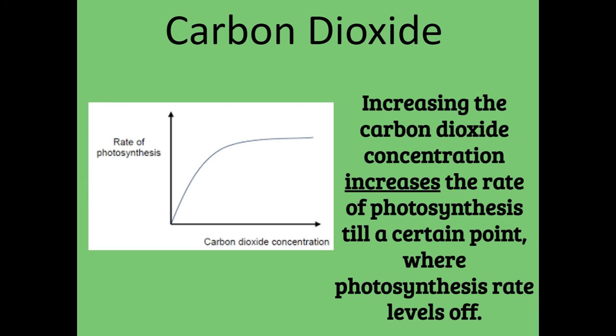The same thing is seen when we expose plants to carbon dioxide concentrations. As we increase CO2 concentration, rate of photosynthesis will increase, but only to a certain point because they can only absorb so much carbon dioxide. And so when they hit that specific point, we see the rate of photosynthesis plateau or level off.